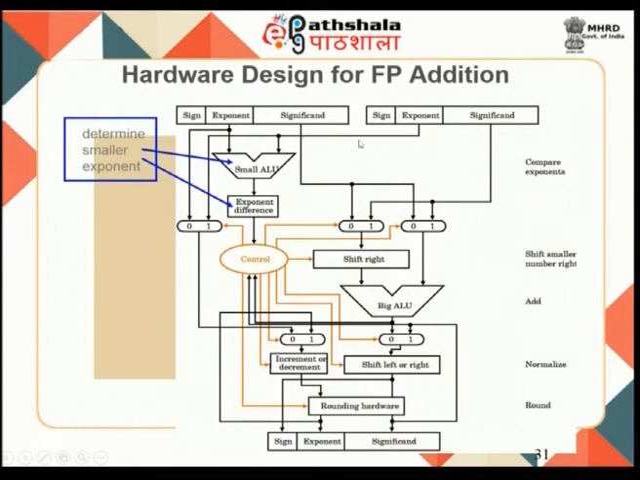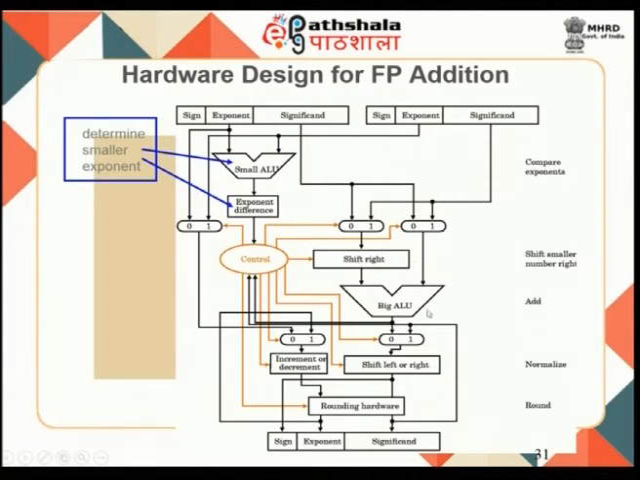So, this is the hardware design for the floating point addition operation. This is the general architecture of a floating point arithmetic unit, the addition unit. The smaller ALU takes in the two exponent values. It does a subtraction here and finds out which is the larger of the two, and it also finds out by how much it is larger. That information is passed on to the shift unit here. The shift unit will decide which of the mantissas or significands is to be shifted.